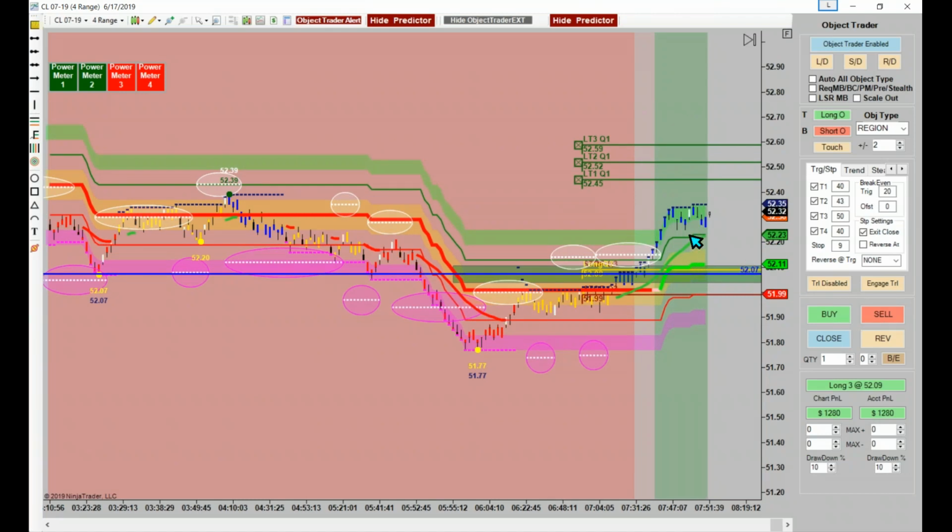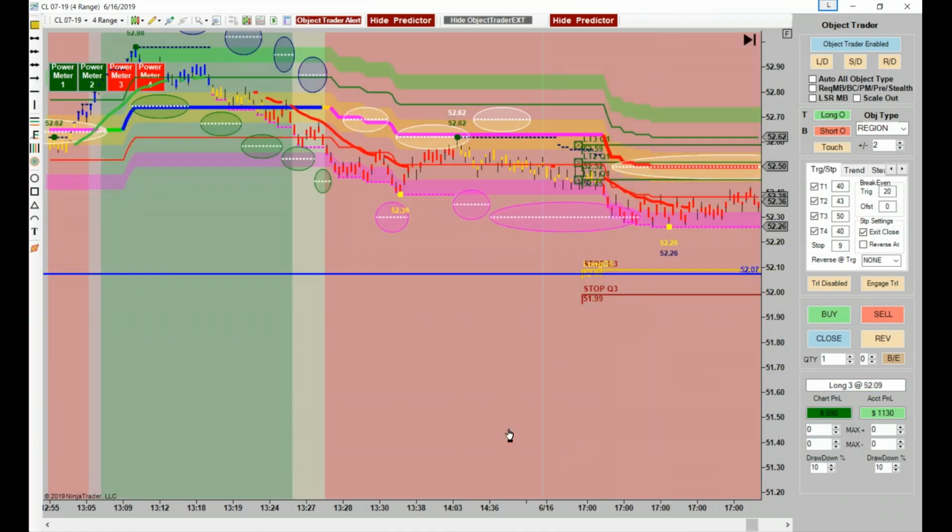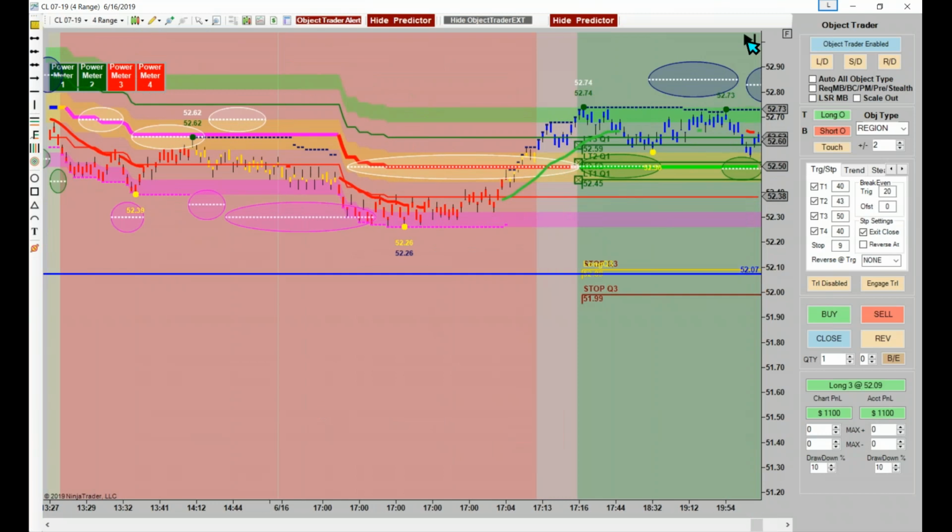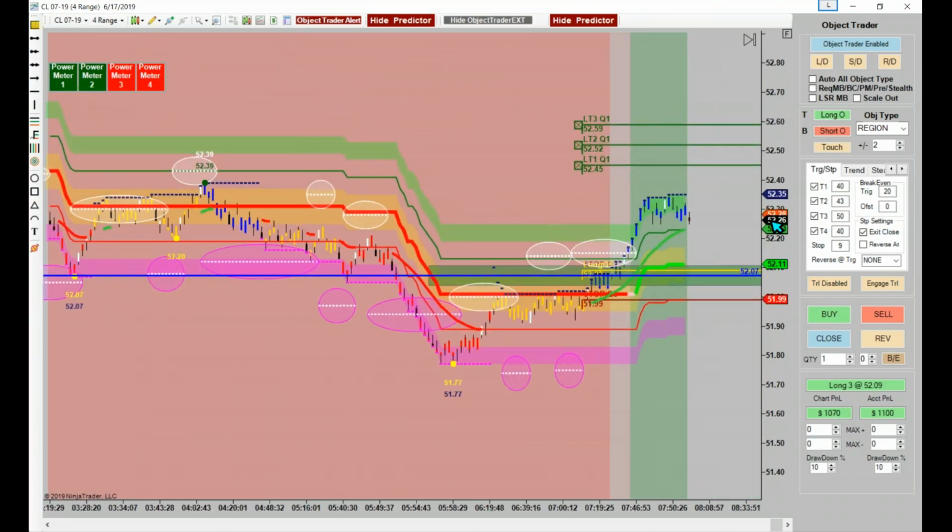See, it's checking support. And then that turned out to be a pretty decent little trade. Now notice how it came below line 6 and then popped right back up. That's actually a minimum criteria trade right there.